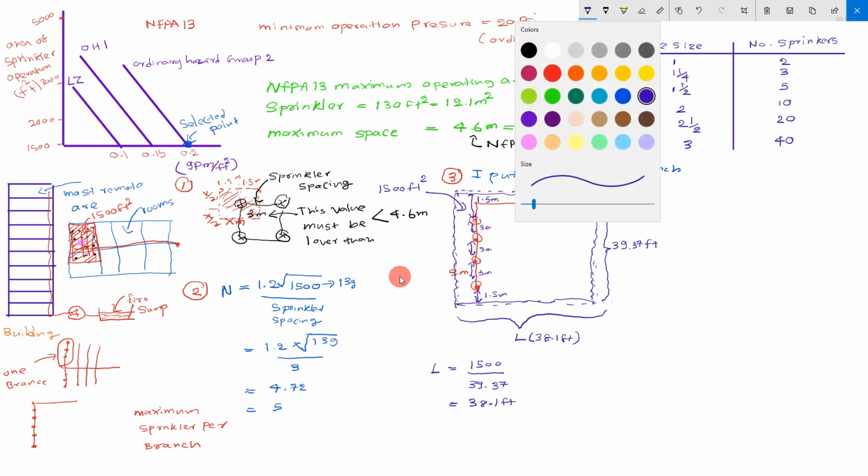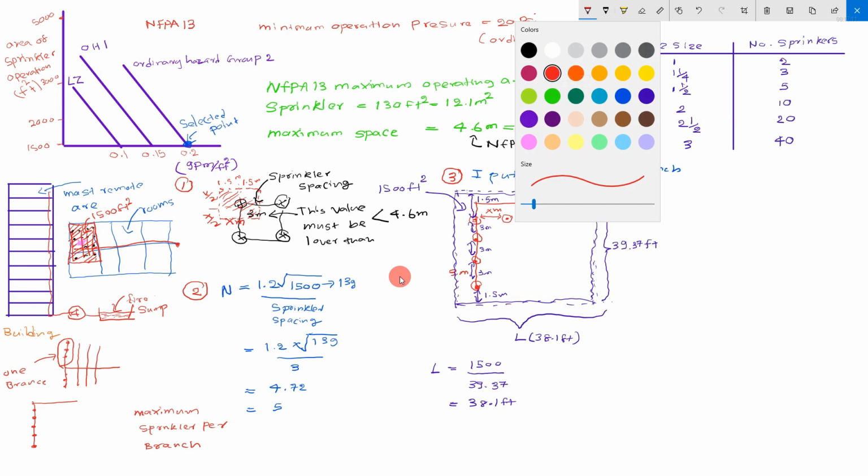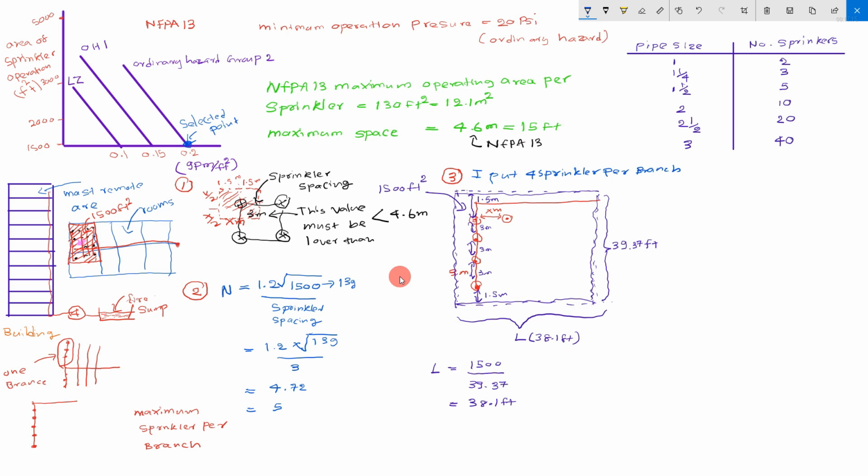Now I have to position sprinklers in this whole area, so I want to find the spacing. This is X. I put the sprinkler here, and I don't know the distance X. How can I find it? This is 38.1, so X equals 38.1 divided by 3, equal to 12.7 feet.